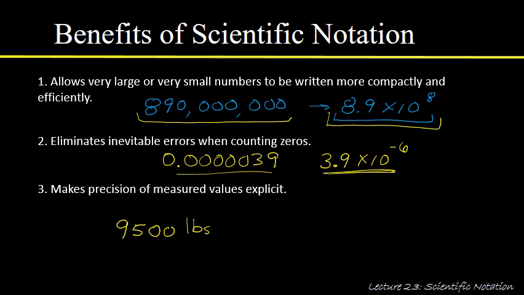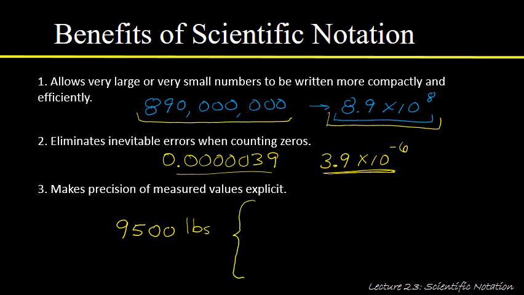But that might not be the case. It could be that the measurement was measured precisely all the way out to the tens place, or that it was measured precisely all the way out to the ones place, right? Or possibly even further than that. But the way that the number is written, it's ambiguous. You can't tell whether this is supposed to be interpreted as 2 significant figures, 3 significant figures, or 4 significant figures.